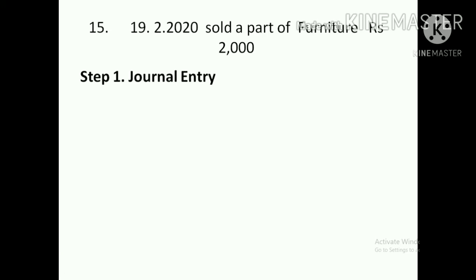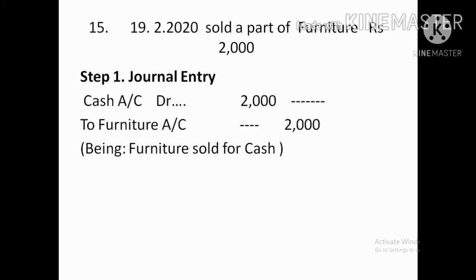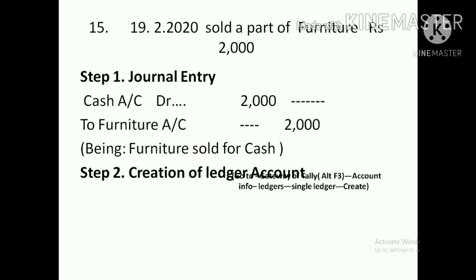When the company sold the fixed asset, at that time the company received what? Cash, because it's a cash transaction. So how to generalize this one? Cash account to furniture account. Next, creation of ledger, the second step.